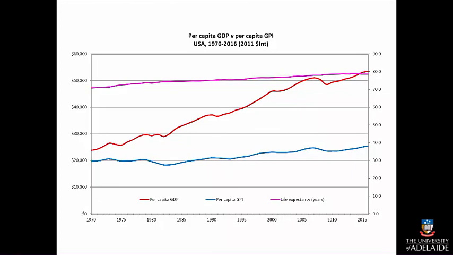Saudi Arabia's per capita GDP does something like this, and its per capita GPI does something like that. And of course, you know what period that is, don't you? It's 1973 to about 1979 when the oil prices went through the roof. So its per capita GDP went through the roof. It had perhaps the highest per capita GDP in the world, but its per capita GPI wasn't very high for various reasons. And it's fluctuated a lot more than is the case for countries like Australia and the USA.